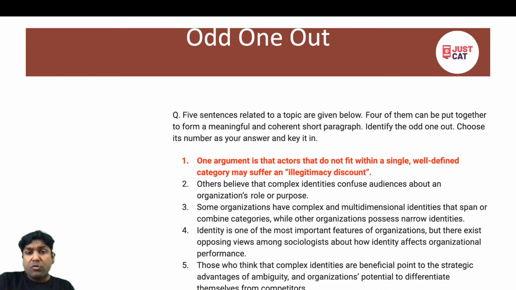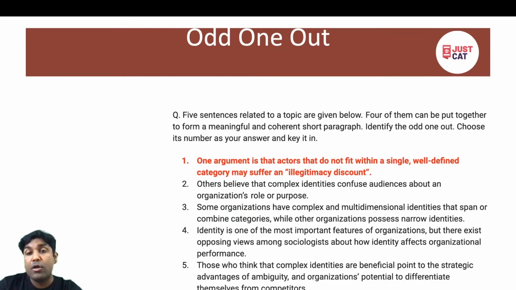5 says those who think... Now, what was said about complex? So it is not required to do this, but we're doing it for the fun and joy. This will also sharpen your para formation skills, para jumble skills. The first line, the intro line, talks about identity: what it is and how it impacts. Third talks about whether they have complex identity or narrow ones. Then it comes to 5. So 3, 4, and 5.